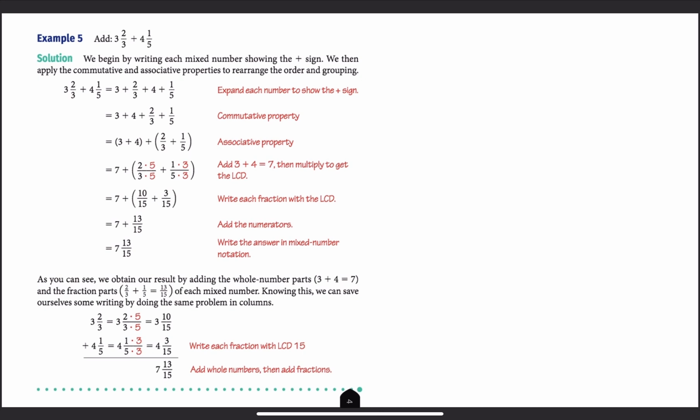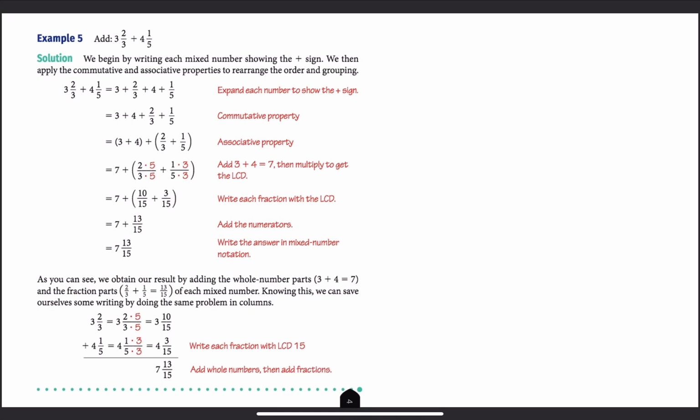Now, adding and subtracting is a little bit different because we don't have to turn the mixed numbers into improper fractions first, because we could add the whole parts, right? Whole numbers do go together. So what we could do is use the commutative property to rearrange the parts so that the whole parts go together and the fraction parts go together, and we could deal with them separately. So that's what we're going to do.